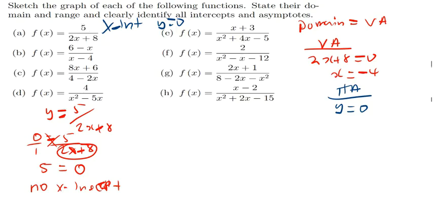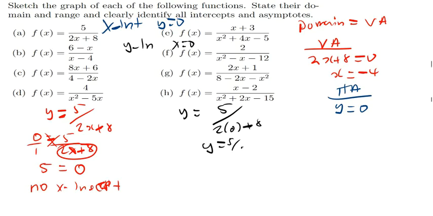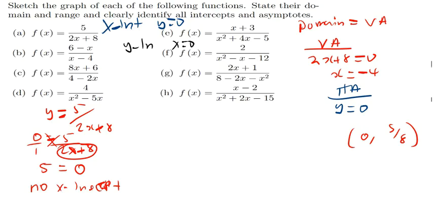After finding this, you need to find the y-intercept. To find the y-intercept, x should be equal to 0. So y is equal to 5 divided by 2 times 0 plus 8. So y will be equal to 5 over 8. So when x is 0, y is 5 over 8. This is the only coordinate that I have. After doing this, I can now go ahead and sketch this. Here is my graph.